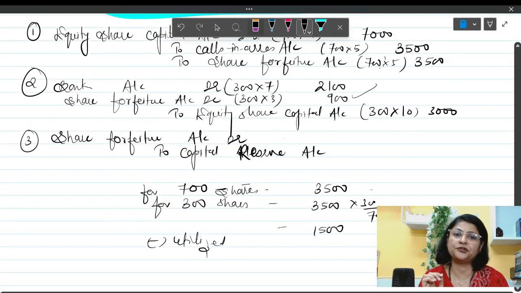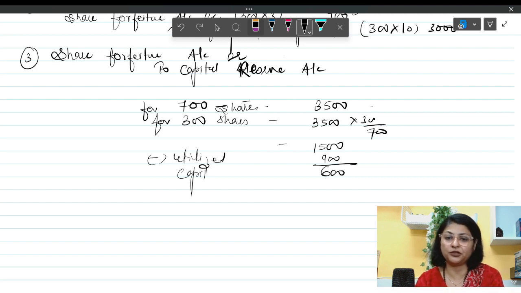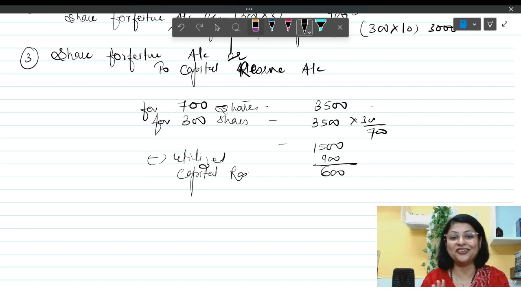Yes, 900 rupees is being utilized. So I will deduct this 900 and the remaining part is 600. 600 is the capital reserve or the profit made by the company. This you will have to show like this, and then you are going to write down the amount that 600 in respect of 300 shares is transferred to capital reserve or the profit made by the company on these shares.